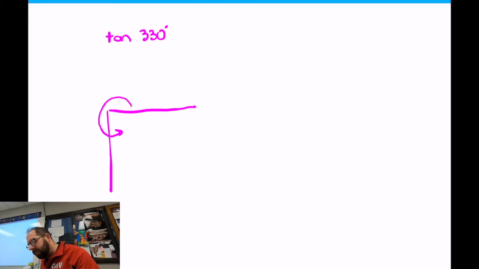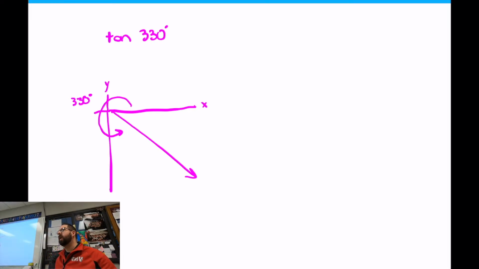So we understood that it was going to end up in that fourth quadrant, kind of going this direction. Here is my angle for 330. Again, what you're looking at here, this was the x-axis, this was the y-axis, just so you're aware of what you're actually looking at. So, x-axis and y-axis. We're ending up in that fourth quadrant.